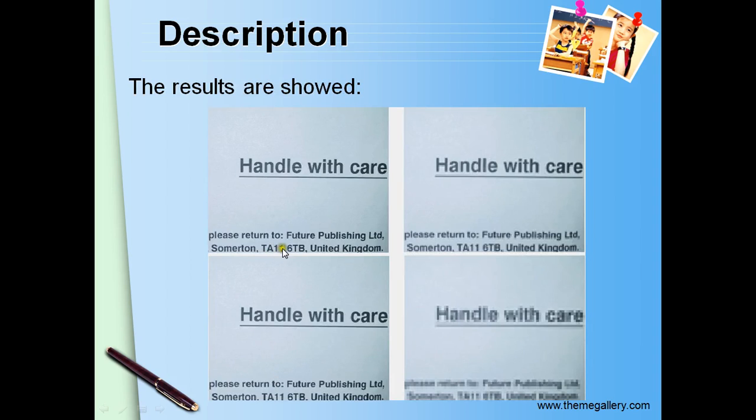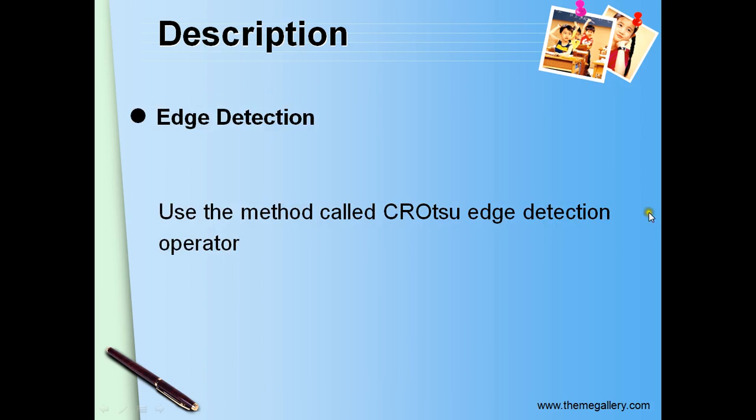Here you can see the 4 pictures processed by the pyramid method. This is the original image, and this is 1/2 of the original image processed by the pyramid method, and this is 1/4 of the original image, and this is 1/8 of the original image.